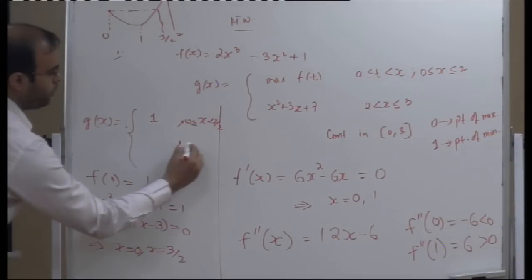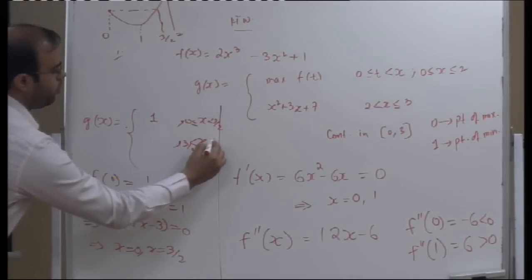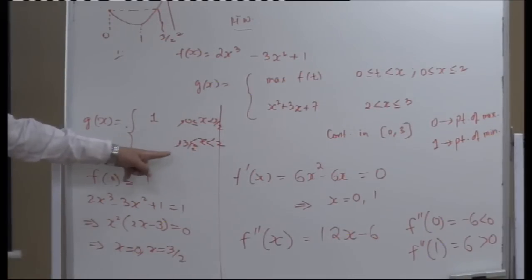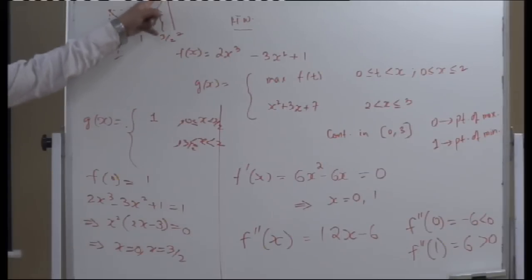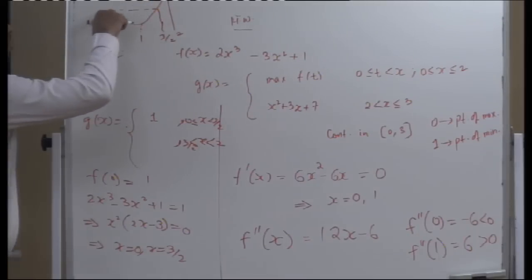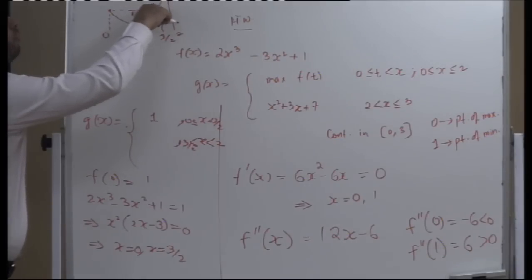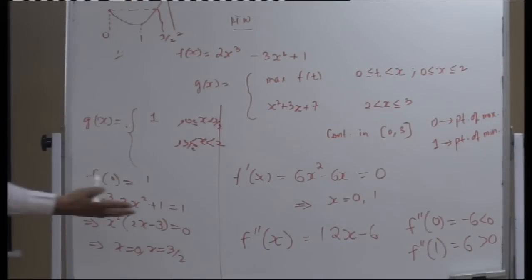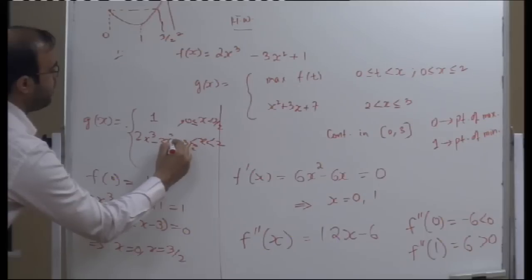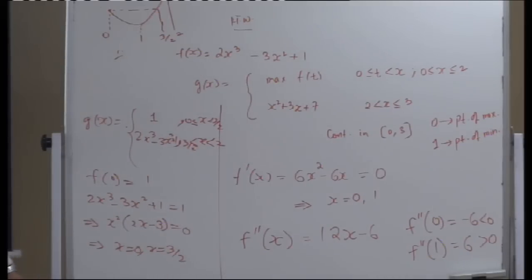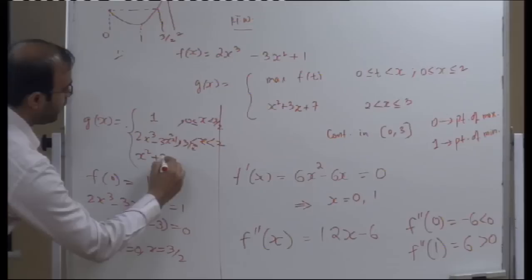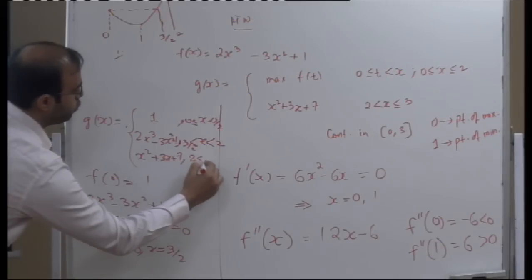From 3/2 to 2, let us include 3/2 here. In this part of the graph, the maxima is the graph itself, because the maxima was constant till here. Now when you go further than this value, it is the graph itself. So you will just copy the function 2x³ − 3x² + 1. And then from 2 to 3, the function is x² + 3x + 7.